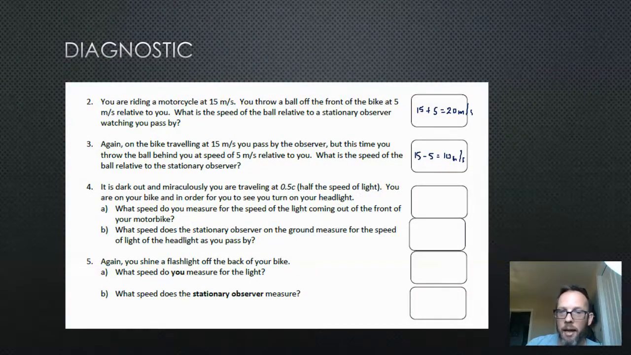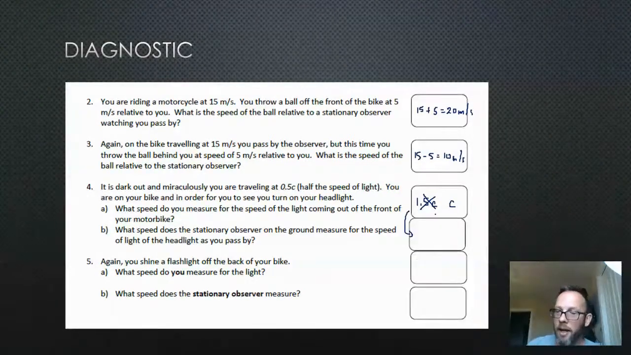If I answered question 4A like I did question 2, and just added those together, my anticipation is that some of you wrote 1.5 times the speed of light, but you'd be wrong. What speed do you measure the speed of light coming from? You would just see it moving at c. I think most of you would have said 1.5 c for the next one.